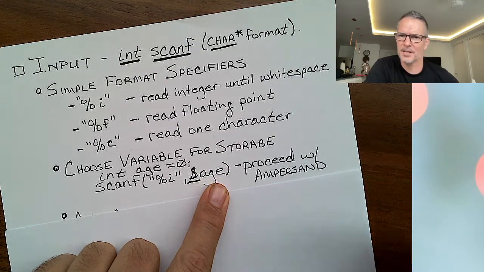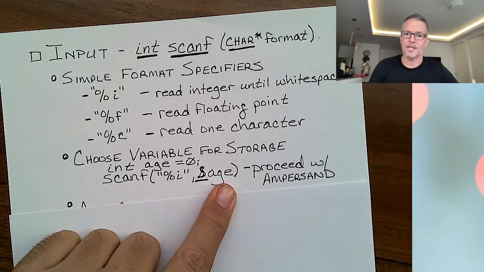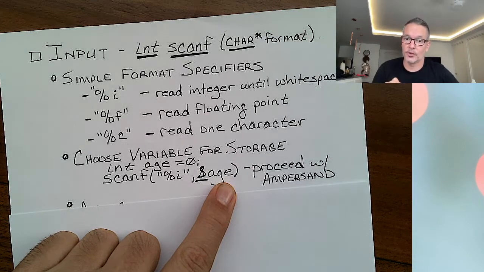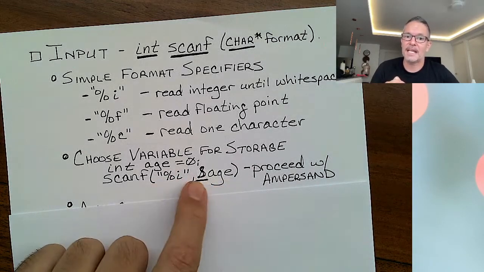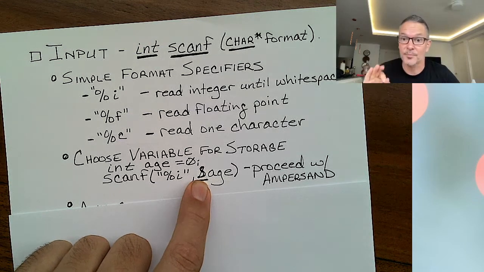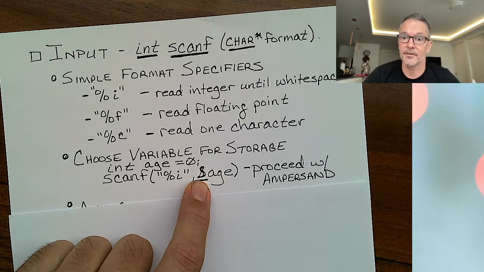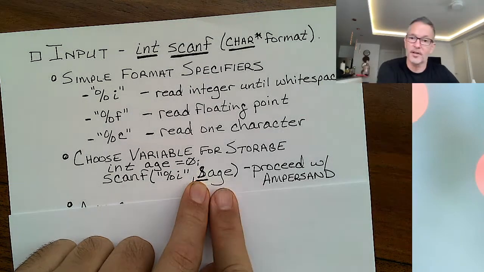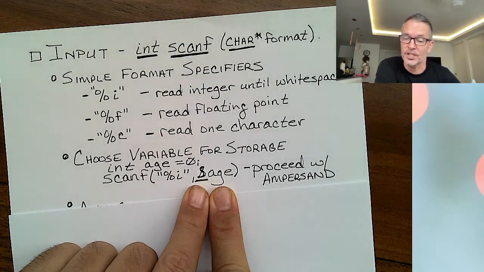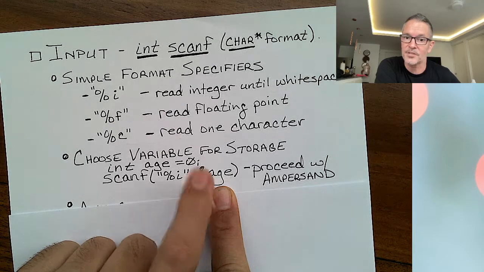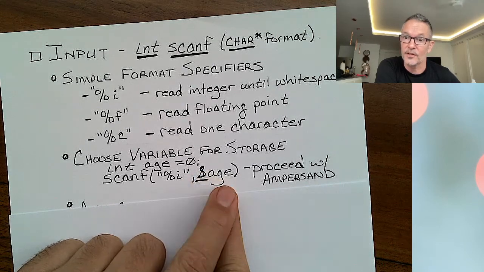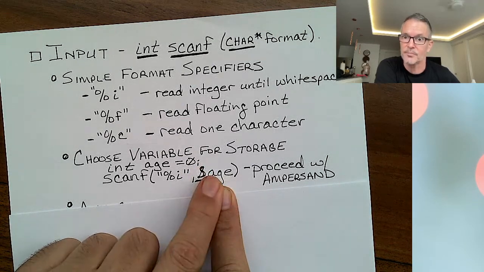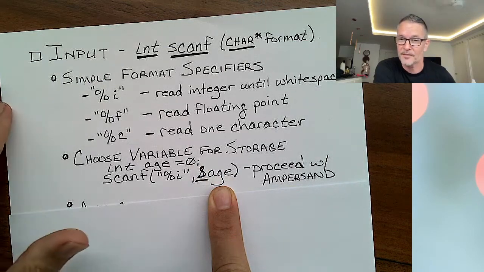What that ampersand means, and we'll learn more of this in the future, is you're telling the computer that the function scanf is allowed, it has permission to change the value in the variable age. In order to give a function permission to change one of the variables that you provide it as an argument, you need to have this ampersand in front of the variable. It means the variable can be changed. And we'll learn more about this in the future.